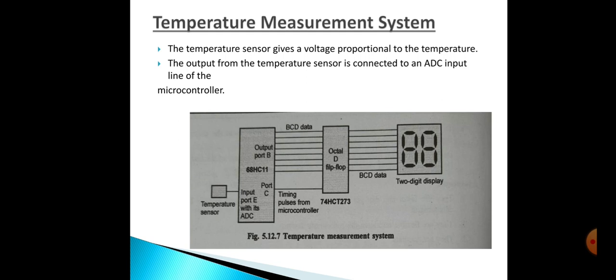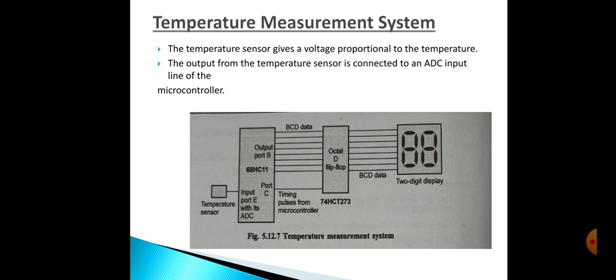However, because the temperature may be fluctuating, it is necessary to use a storage register which can hold the data for long enough for the display to be read. So the storage register will be used to hold the data. The storage register is an octal D type flip-flop. You can see in between there is a flip-flop that will hold the data. It is continuously varying, so to display it we have to hold it a little bit. That's why the D type flip-flop is used, which is reset on the next positive going edge of the clock input from the microcontroller. So like that this will be working.